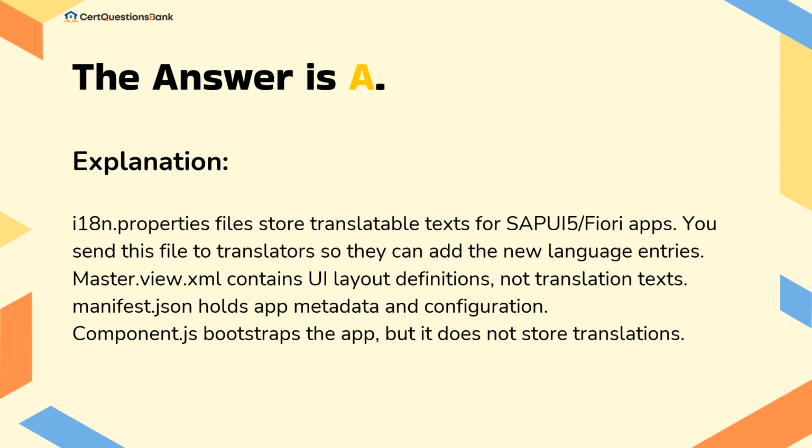i18n.properties files store translatable texts for SAPUI5 Fiori apps. You send this file to translators so they can add the new language entries. Master.view.xml contains UI layout definitions, not translation texts. manifest.json holds app metadata and configuration. Component.js bootstraps the app, but it does not store translations.